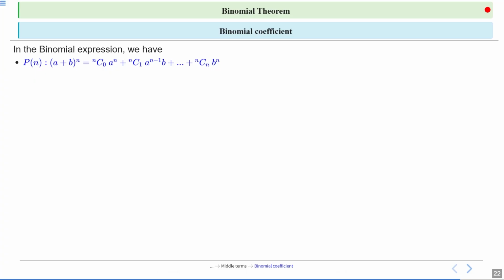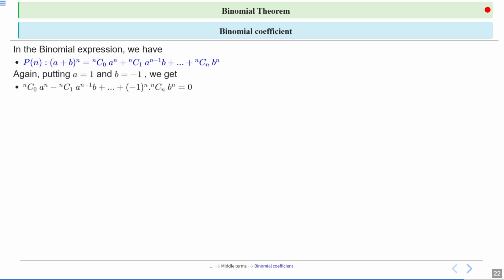Now let's observe in the binomial expression we have (a + b) to the power n equal to nC0 a to the power n plus nC1 a to the power n minus 1 times b plus ... nCn b to the power n. Here nCk represents the binomial coefficient, which tells us how many ways we can choose k elements from a set of n elements.